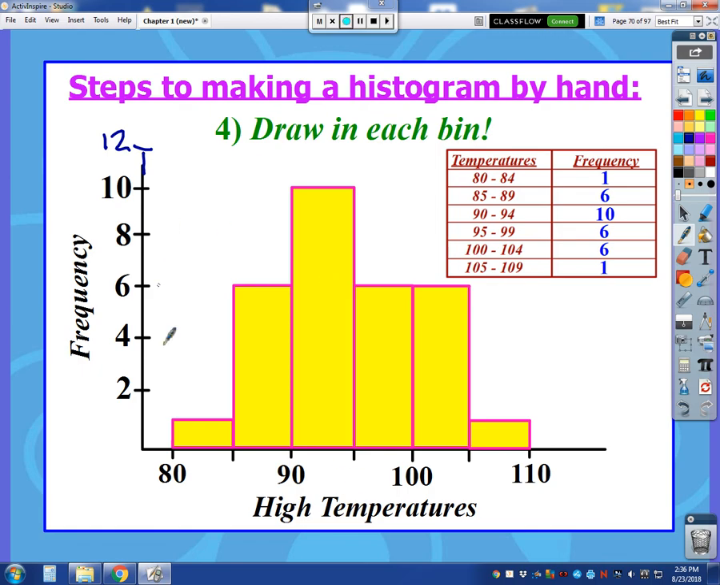Okay, so consider your maximum Y value. It can be right at where you're going to leave off here, or if you wanted to leave a little bit of space up here, then that's fine. So there's our histogram. We just drew it in. Perfect.